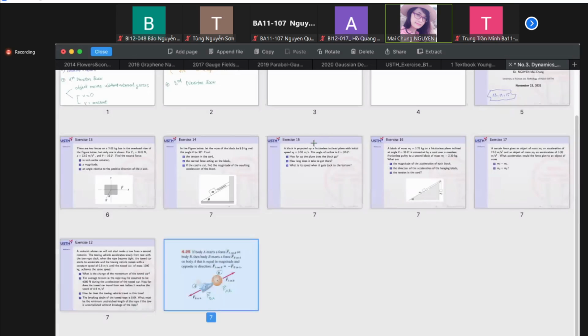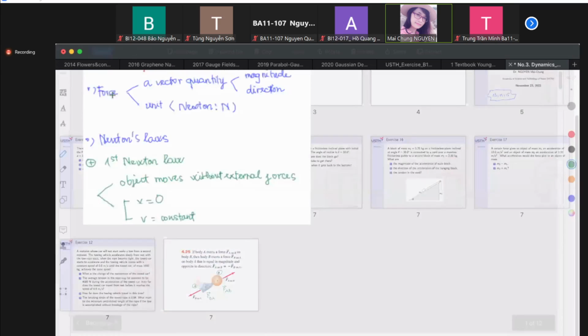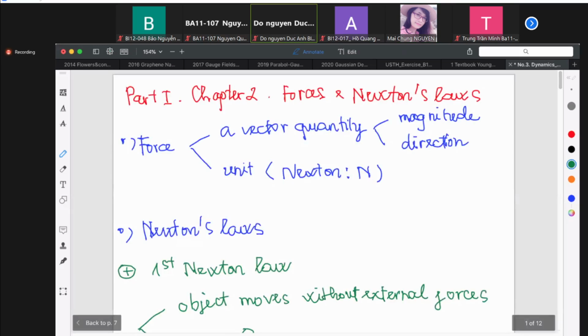Hey guys, do you understand the last one? Yes. The third Newton law.